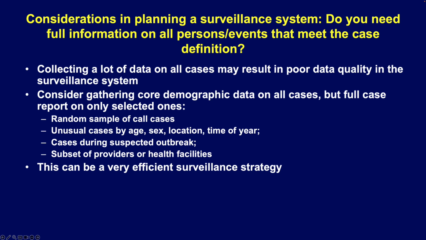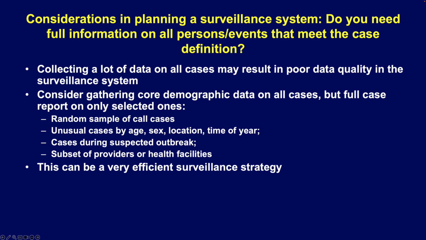Various strategic options exist. For example, the focus of sampling could be on cases with an unusual presentation or on other subgroups such as by age, gender, or geographic locations, or on cases that occur during specific times of the year. Another approach involves concentrating data collection in more detail on cases that are reported during suspected outbreaks.